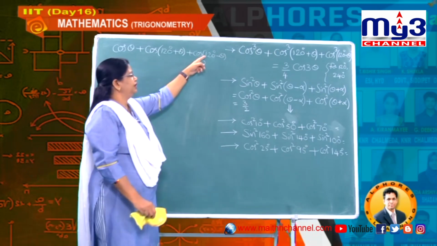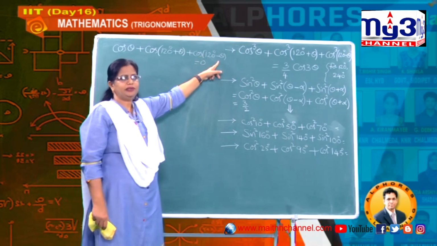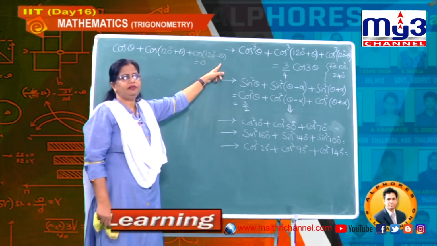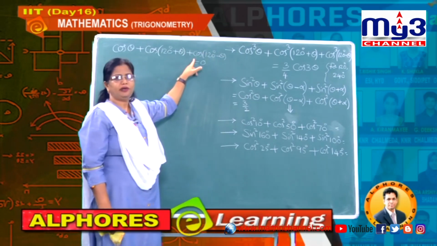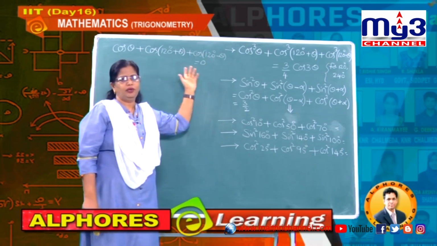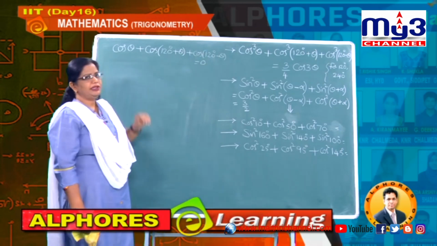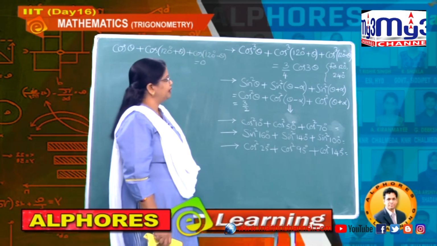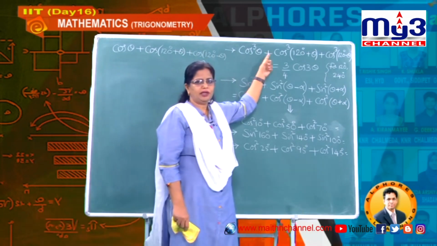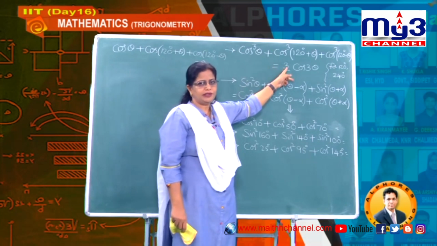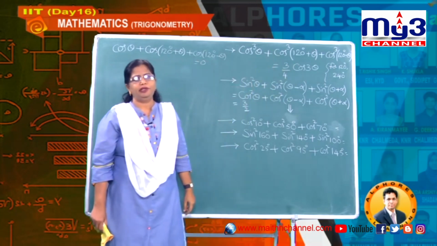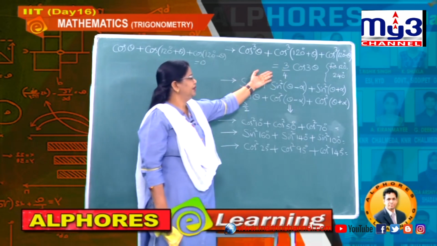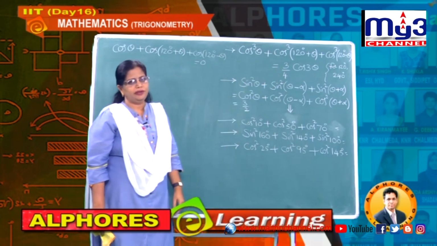Moreover, this 120 minus theta can also be written as theta minus 120 because of the property cos of minus theta equals cos theta. Now this is the result we have in hand. Now what is the value here? They are asking cos cube theta plus cos cube 120 plus theta plus cos cube 120 minus theta, which is 3 by 4 cos 3 theta.